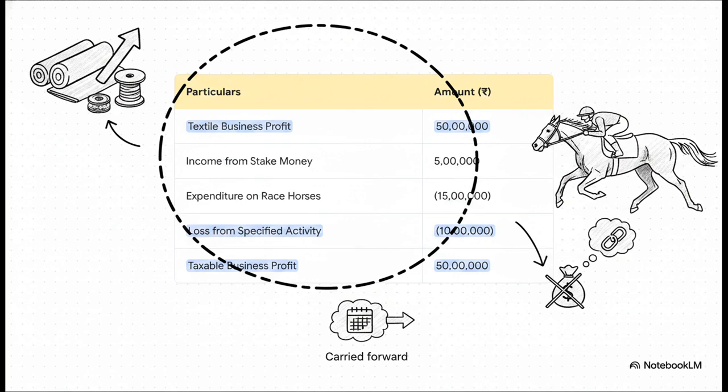Awesome. Now over to his horse racing activity. He made 5 lakhs in stake money, but his expenses were 15 lakhs. So that's a net loss of 10 lakh rupees from this specified activity.